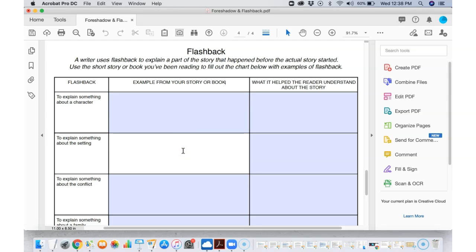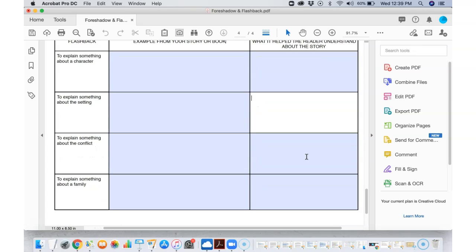Same thing here. What is a storybook or movie you've seen recently that explains something about the setting? Like, now we know why the house is haunted, or now we know why the mountain crumbled, okay? Or now we know why the movie theater burned down, whatever it is. You're just summarizing what the flashback is in this box, and then the one way over here, you're just explaining what it shows about the setting, okay? Same for the conflict and same for the family.